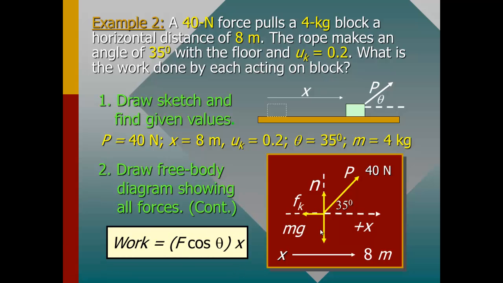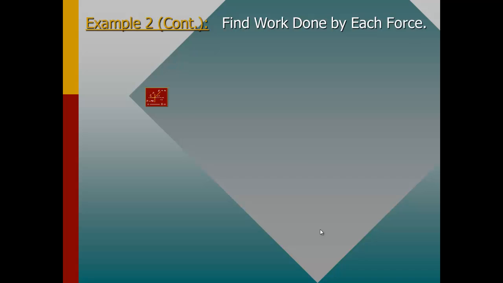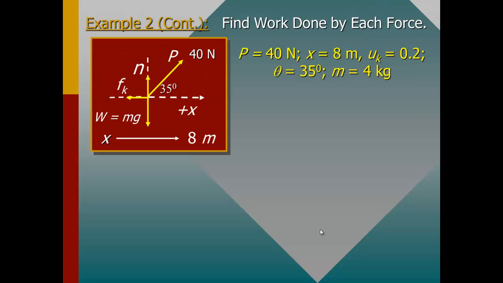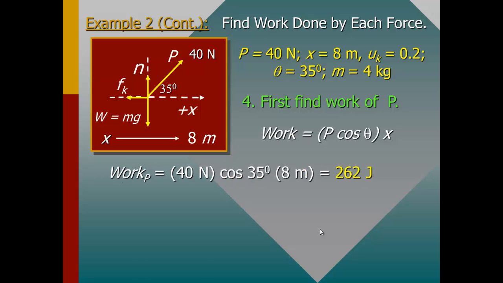And so the work is just F cosine theta times x. So we could find the work done by each force. First, we can find the work done by the pulling force, which is P cosine theta times x. So it's 40 newtons times the cosine of 35 times 8 meters, which gives us 262 joules.